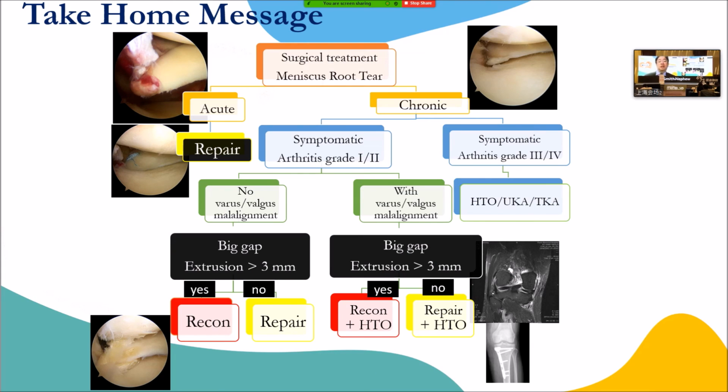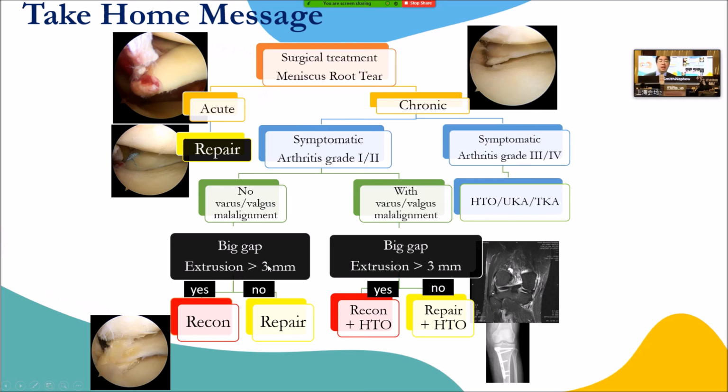So the take-home message for the meniscus root tear is that we are talking about centralization. First, we need to do it as soon as possible. If the patient comes in acute, take the chance to repair the meniscus. Otherwise, it turns chronic and will be difficult. When it gets chronic, you need to see whether the patient has a cartilage problem or not. If the patient starts to have cartilage problems, like grade 3, 4, you need high tibial osteotomy or UKA or TKA, right? But if the patient still has grade 1 or 2, you can do the meniscus repair.